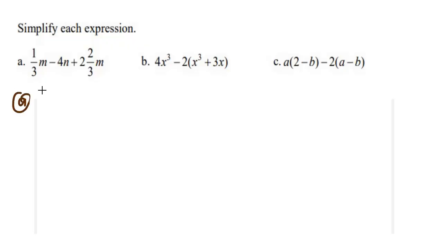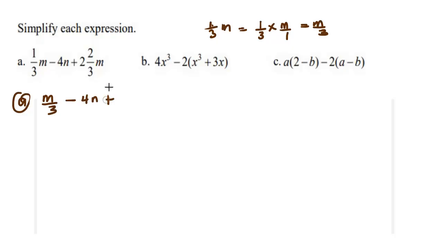So for a, we have 1 over 3m. Actually, if I say 1 over 3m, I can write it as 1 over 3 times m over 1, which is the same thing as saying m over 3. So 1 over 3m can be written as m over 3. Then we have minus 4n, right?